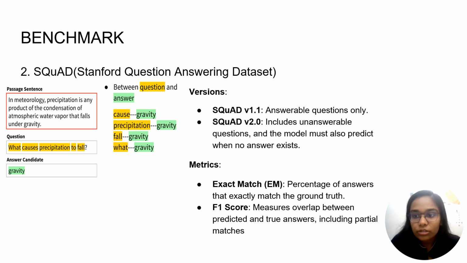Version 2.0 is built on version 1.1 by introducing unanswerable questions, requiring the model not only to extract answers but also to determine when no answer is present in the passage. In our approach, we fine-tuned RoBERTa solely using the provided SQuAD training data, unlike other models that may rely on additional training data or data augmentation.